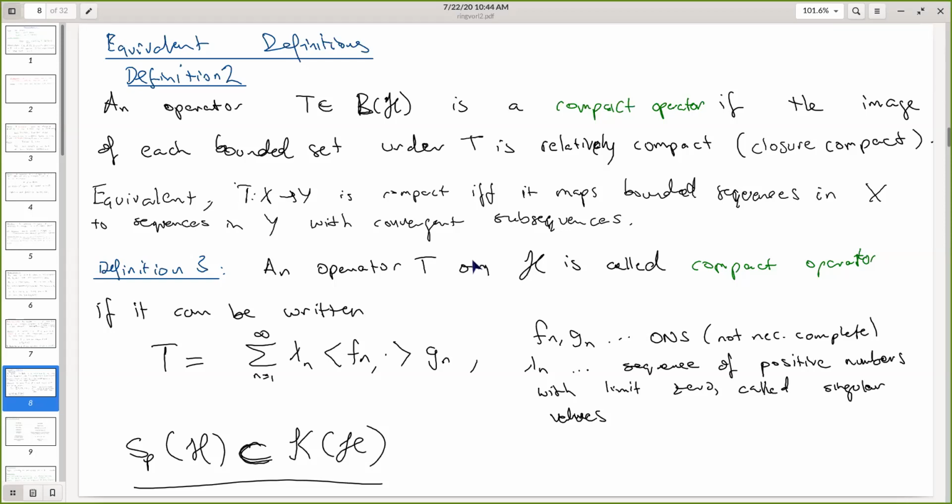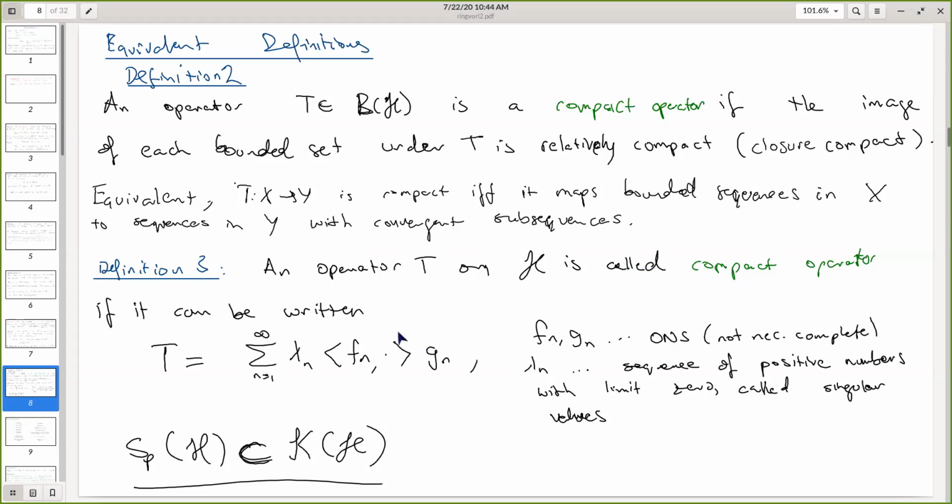Okay, that would be the very simplified version of what a compact operator is. And this is all hidden in the definition. An operator is a compact operator if the image of each bounded set under T is relatively compact, which means the closure is compact. Equivalently, if T is a map from X to Y, it is called compact if and only if it maps bounded sequences in X to sequences in Y with convergent subsequences.